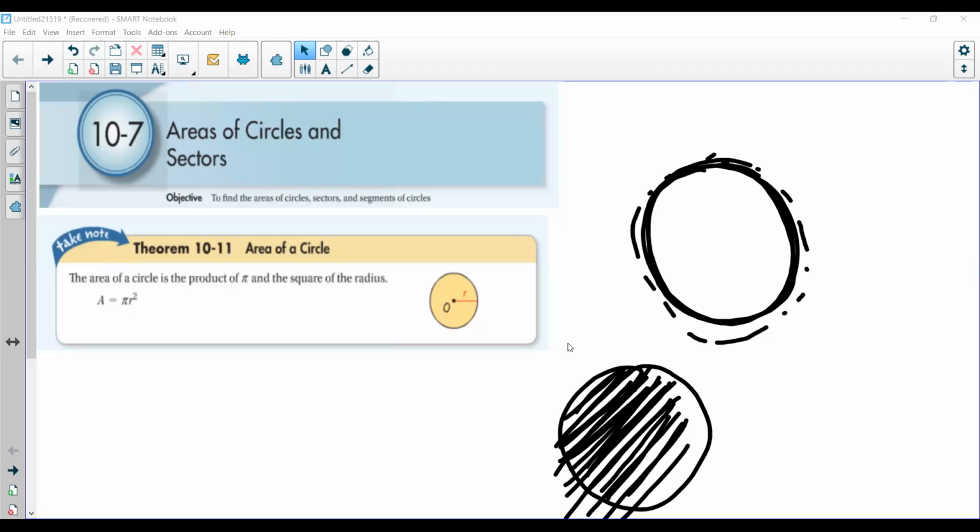We said that the area of any circle is pi r squared. So I need to find the radius, square the radius, multiply it by pi, then I will find the area.